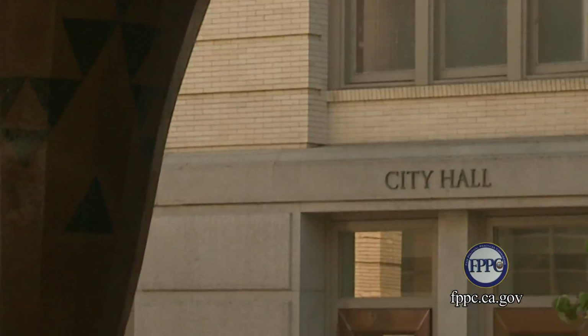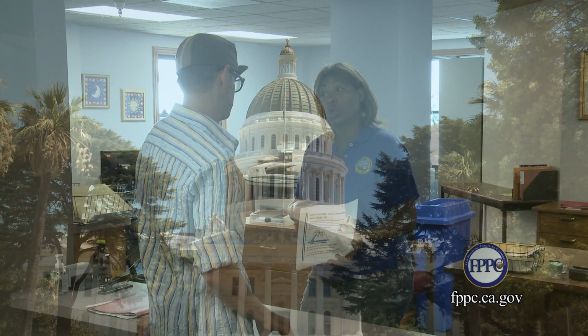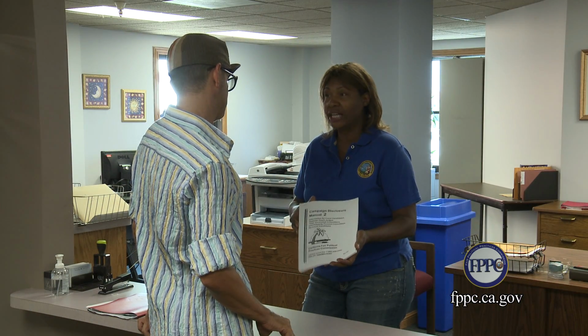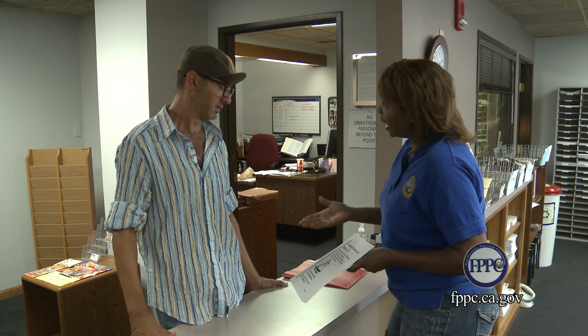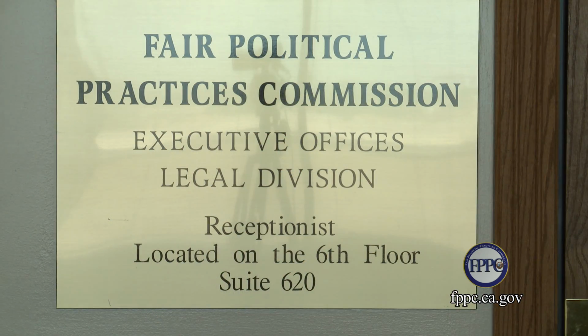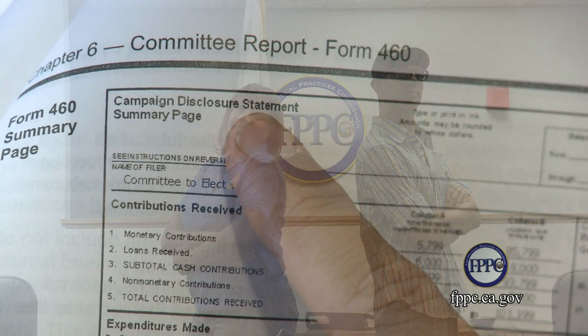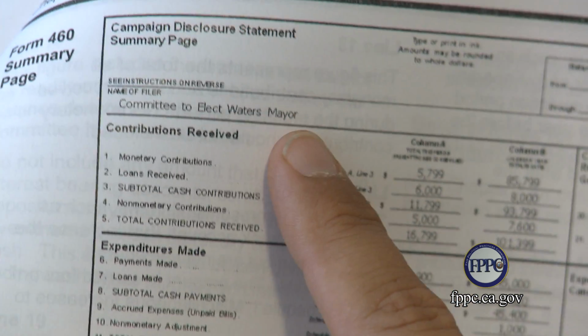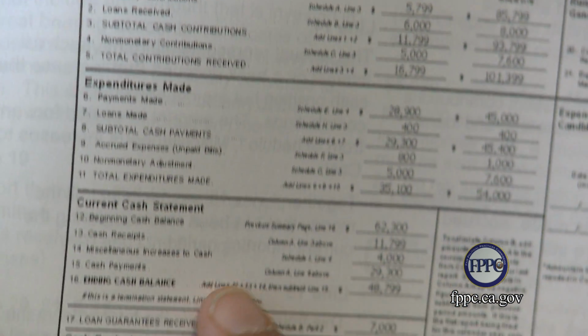From City Hall to the state capitol. If you plan to seek elective office in the state of California, you must comply with the regulations set forth by the Fair Political Practices Commission. Campaign finance laws are among the most important regulations the Commission enforces.